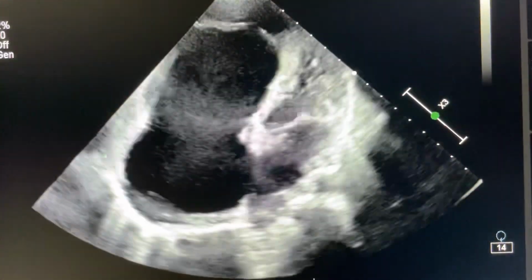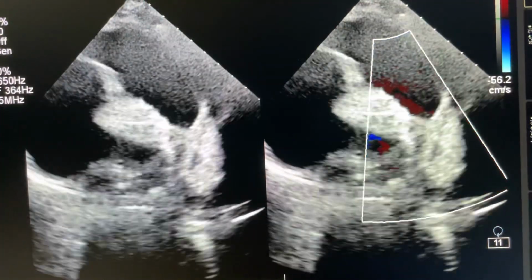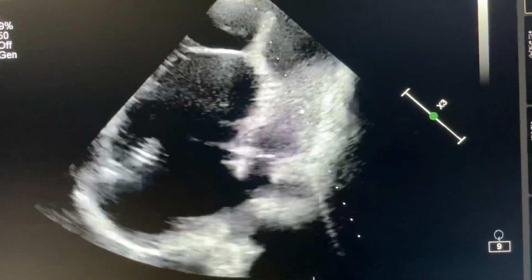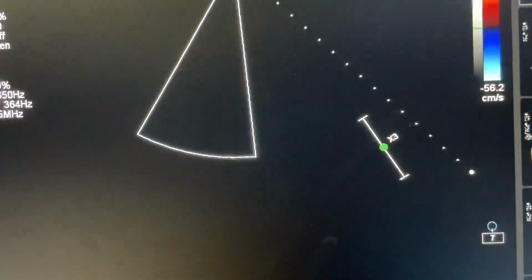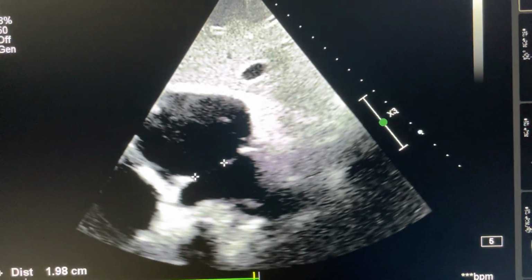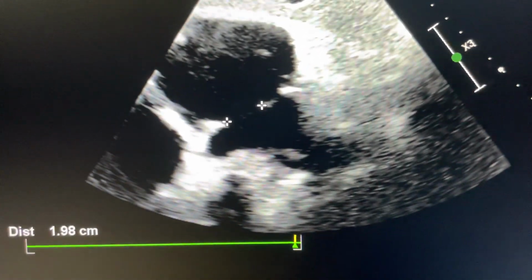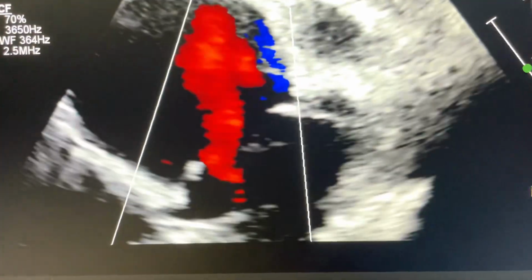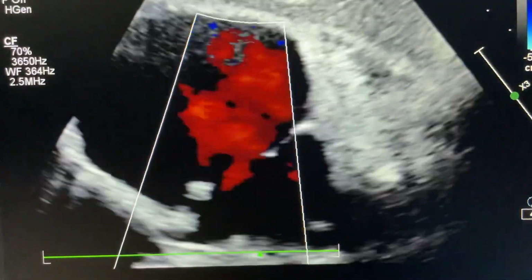In Ebstein's anomaly, you can usually see some sort of atrial septal defect also. In this case, there is atrial septal defect. You can see the atrial septal defect now. Size is 19 millimeter. This is flow across ASD.